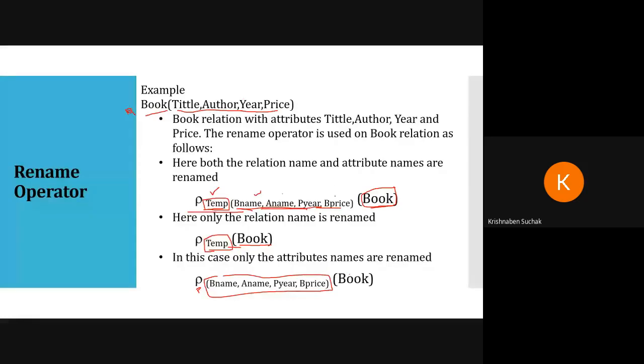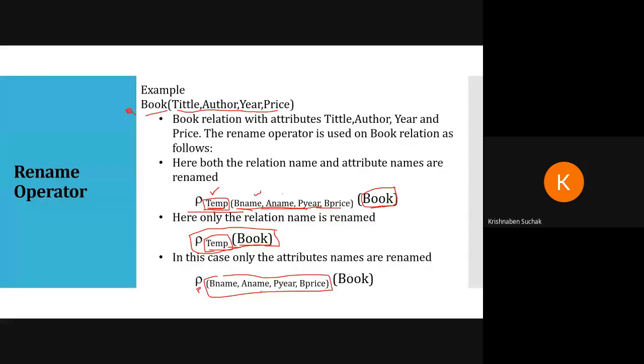Okay, so here we are renaming the table, or you can say relation name, as well as attributes. In the next query here, we are writing row, temp and in brackets book. That means book will be renamed to temp. Then in the third one, we are renaming only attribute names. We are not writing any relation name or table name here. We are writing only attribute names. So here only attributes will be renamed as B name, A name, P year and B price.